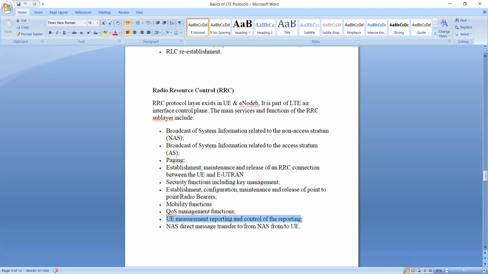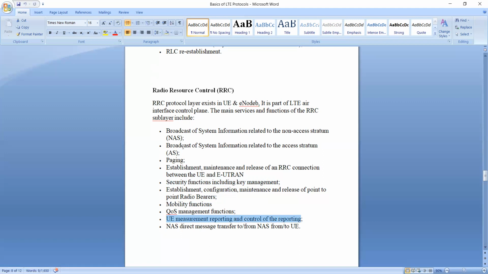So whenever you go from good RSRP to poor RSRP region, from one cell to another cell, the RSRP will degrade, right? Where it goes poor RSRP, the UE will report a measurement report to eNode B. So those will be reported using the RRC layer. That's what UE measurement reporting and control of the reporting is. And the response will be given through the RRC layer from eNode B, RRC connection reconfiguration, those things. So that's enough.